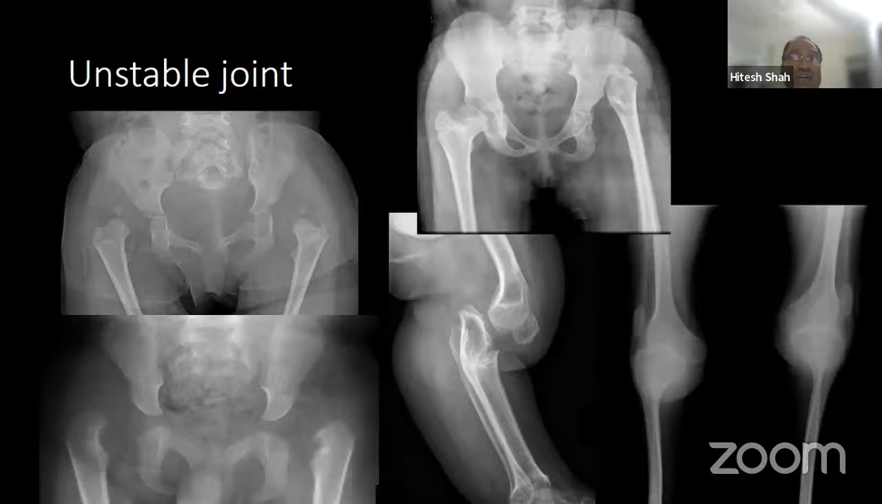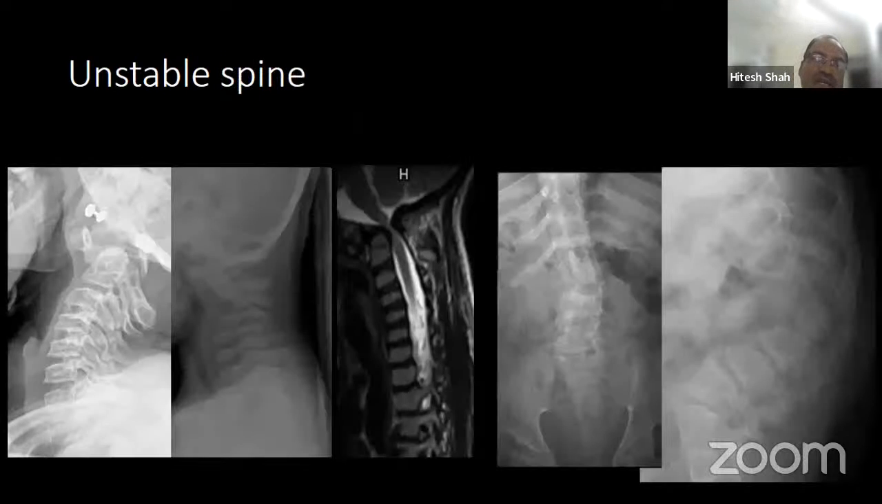The third issue is unstable joints. The unstable joints may be axial or appendicular. The axial problem will be the spine, and the appendicular problem will be the hip joint, knee joint, foot joints. It is very common to have unstable joints. It is called joint laxity or joint dislocation. That will be very, very common. Or maybe having an unstable spine.